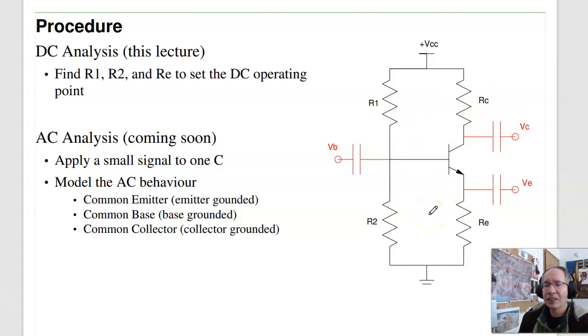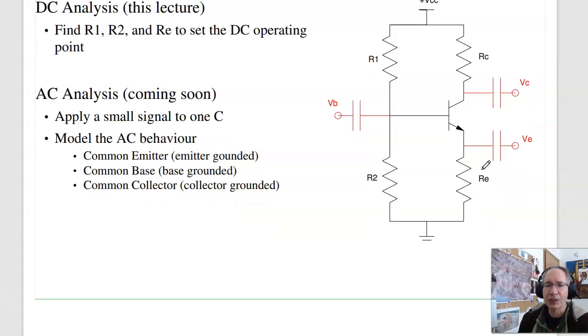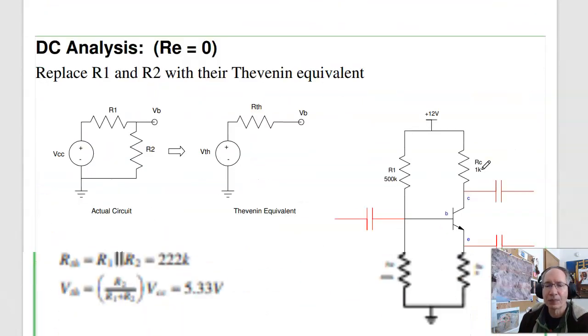Then the AC analysis will be, now take one of these tied to ground for the common emitter, common base, common collector. Add an AC input in, find the AC output out. That's a small signal, meaning AC model. Do the AC analysis. That comes up later. It'll be in this course, but a couple of lectures from now. So let's start out.